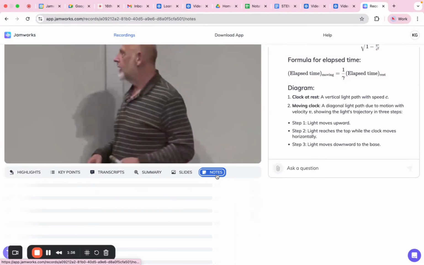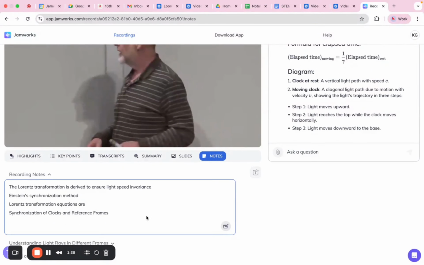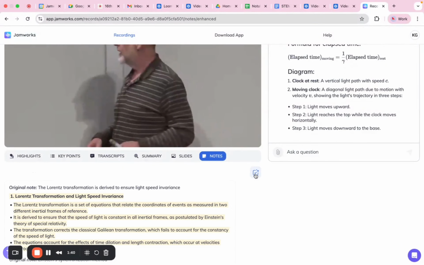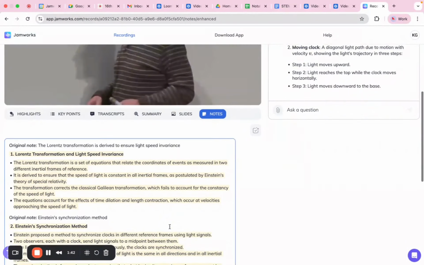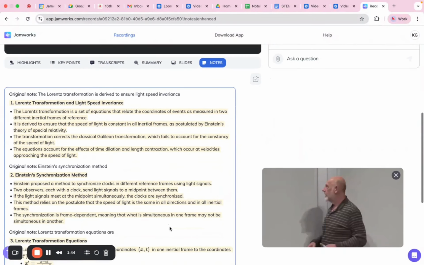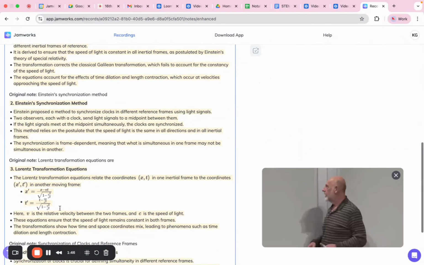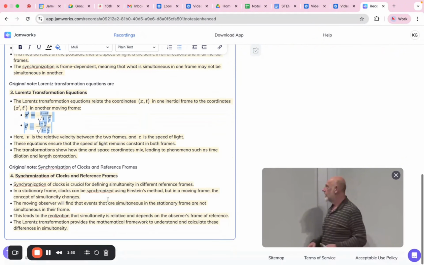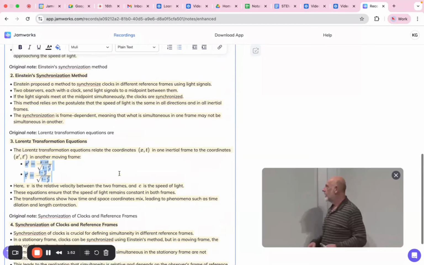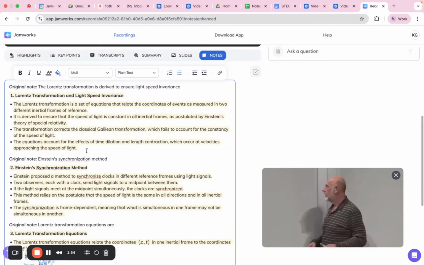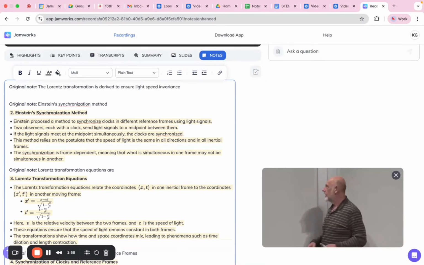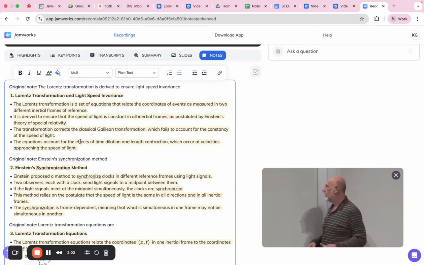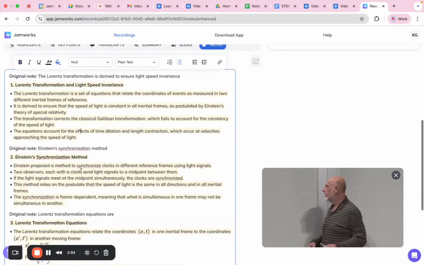Enhanced notes work directly with students' rough notes. Any incomplete or unclear notes taken during the lecture are enhanced for clarity and structure. If the student has missed equations, formulas, or technical explanations, Jamworks pulls this information directly from the lecture recording and explains it clearly within the notes. This is particularly helpful for students who struggle with processing speed, working memory, or written expression.